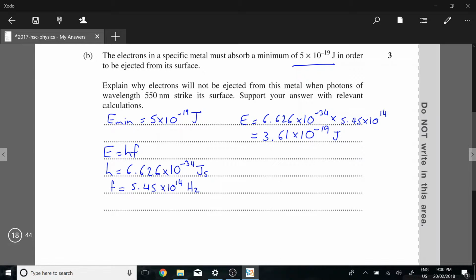So that's obviously less than 5 times 10 to the minus 19, so we can say the electron will not be liberated. So the electron will not be liberated because the photon does not have enough energy. And that should be enough for that question.